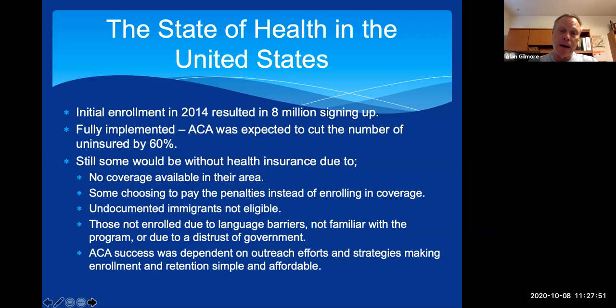Undocumented immigrants are not eligible for the program. Others are not enrolled due to language barriers, not being familiar with the program, or a distrust in government. And the Affordable Care Act's success was dependent on outreach efforts and strategies, making enrollment and retention simple and affordable.